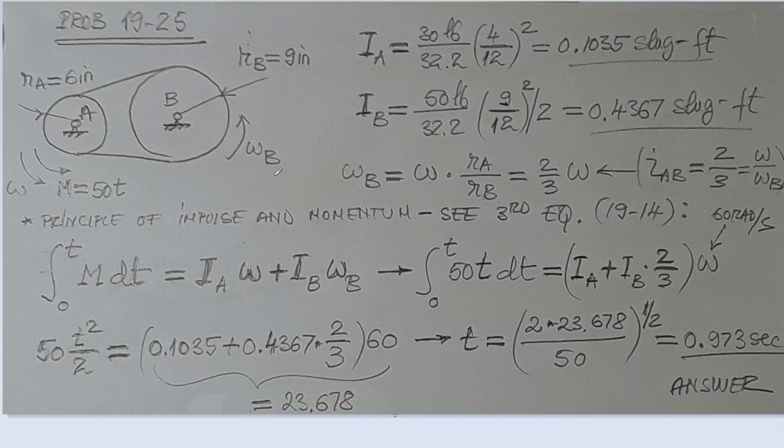So firstly, I calculated the mass moments of inertia of the flywheel and of the disk. The flywheel, we had the weight and the radius of gyration, so 30 pounds over 32.2, and then in order to have slug feet, we converted inches to feet by dividing by 12, and so 6 inches and 9 inches.